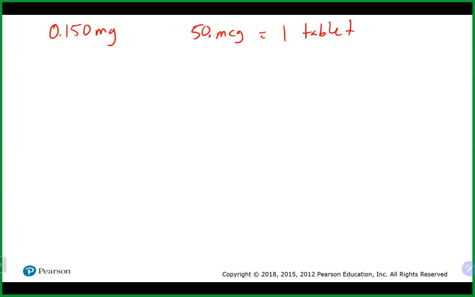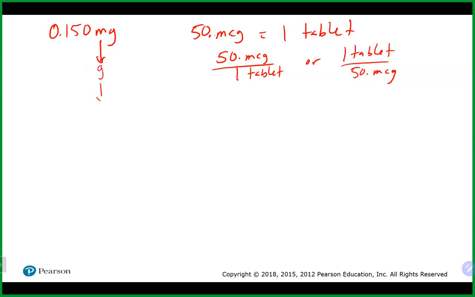Okay, so we obviously have our 2 conversion factors that we could get, which is again our 50 micrograms per 1 tablet, our one tablet is 50 micrograms. So our pathway that would make sense to us is, again, we would probably want to go from milligrams to grams and from grams to micrograms, as we could go back to the base unit to do that.